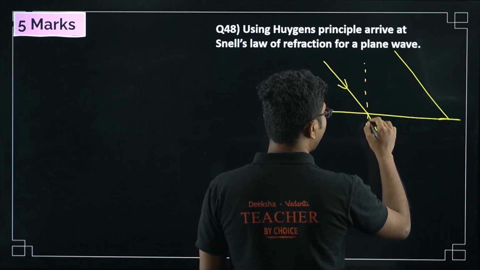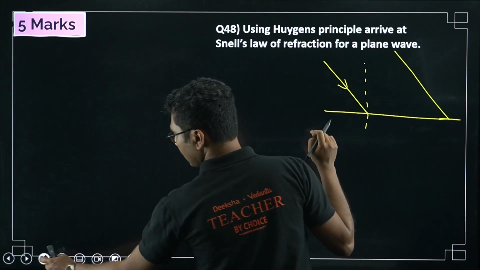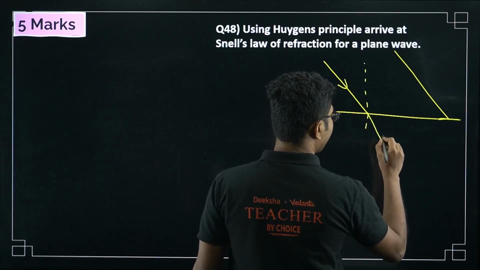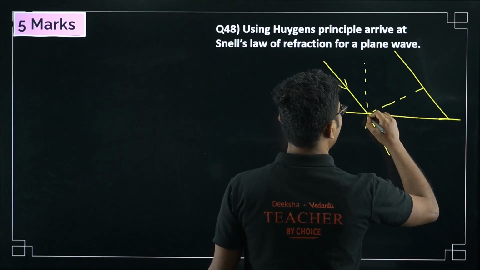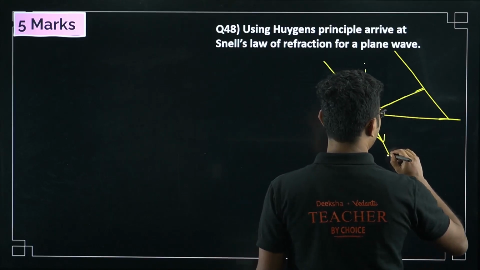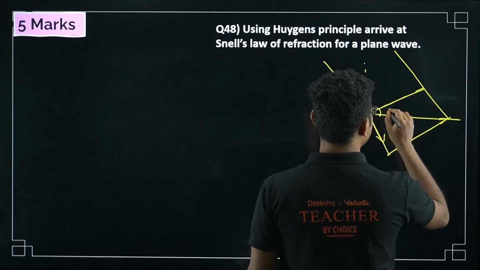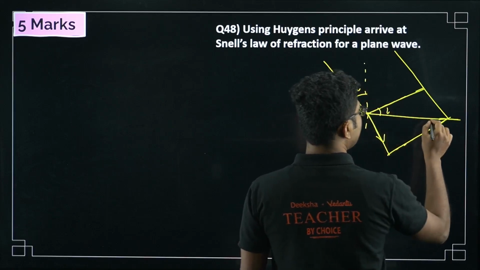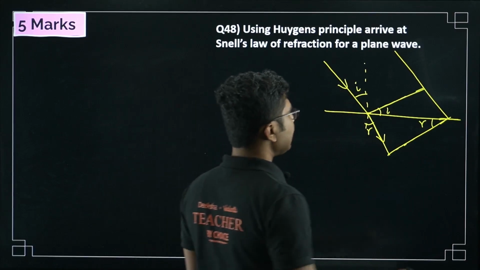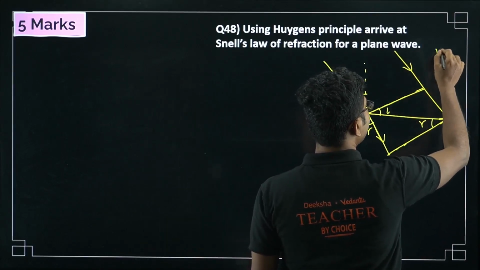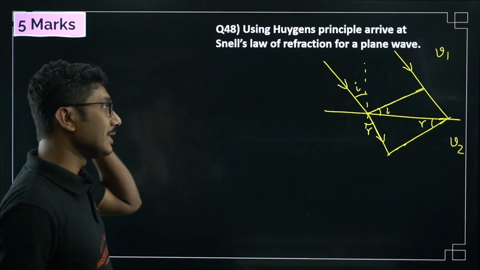So this is the ray of light. After coming to the second medium, it bends and it travels, say, up to this. So this was the incident wavefront. If you draw a perpendicular here, this will be the refracted wavefront. Okay, so this angle is I, this angle is I, this angle is R, this angle is R. So this is the refraction. This diagram you have to remember. Speed of light in this medium, say V1, speed of light in this medium, say V2. So these are the things you have to remember.